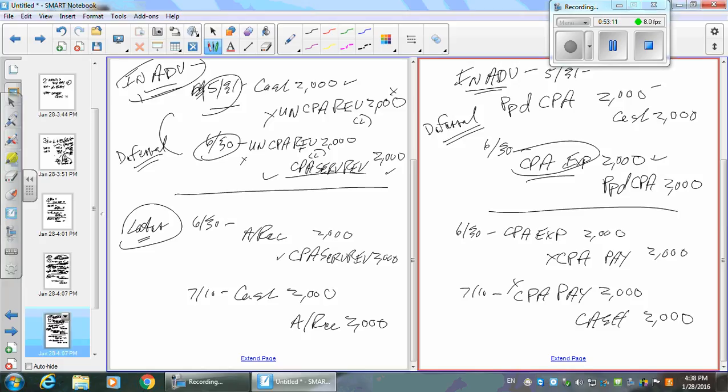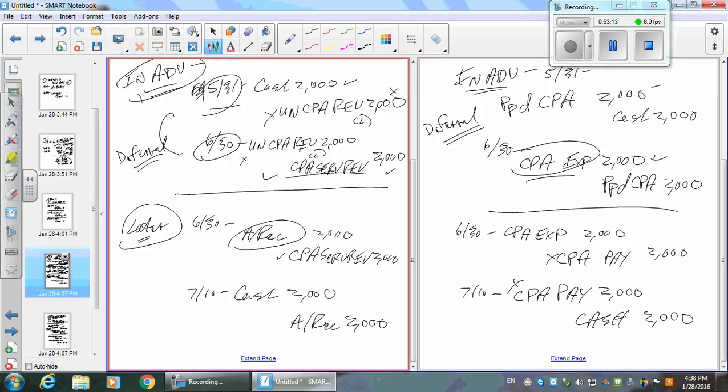Do you guys realize that this account receivable here and that receivable there cancel each other? What you have left is debit cash and credit CPA service revenue. It's the same thing you have there, because that's what happened. You got paid for doing the work, right?